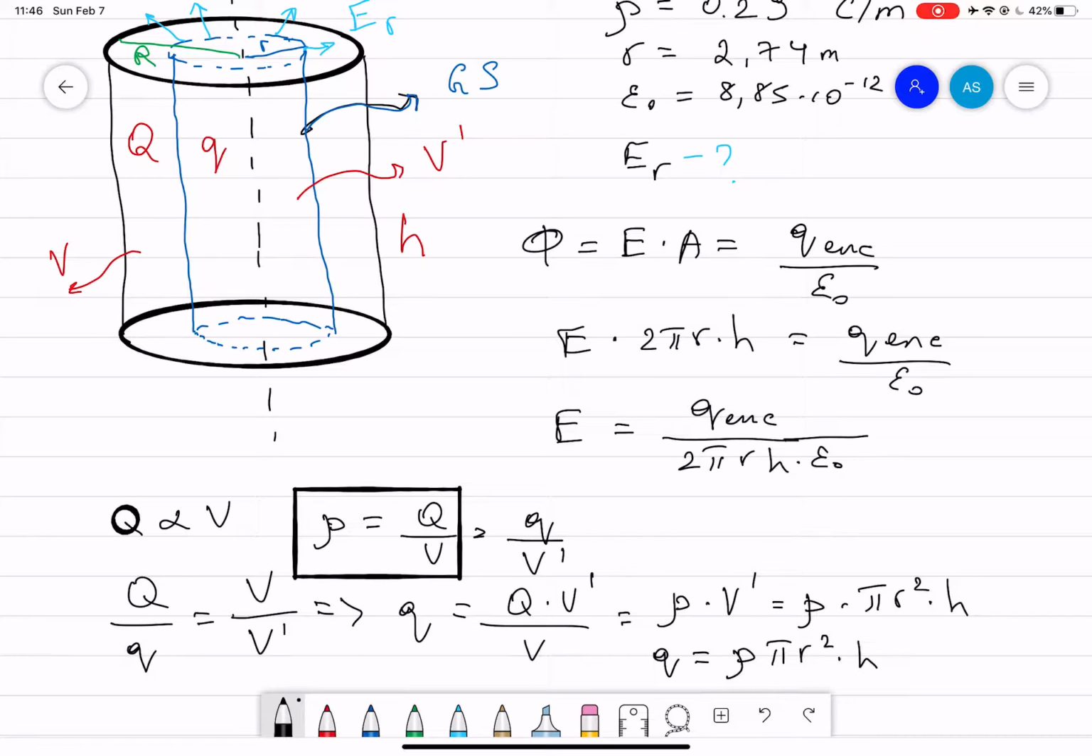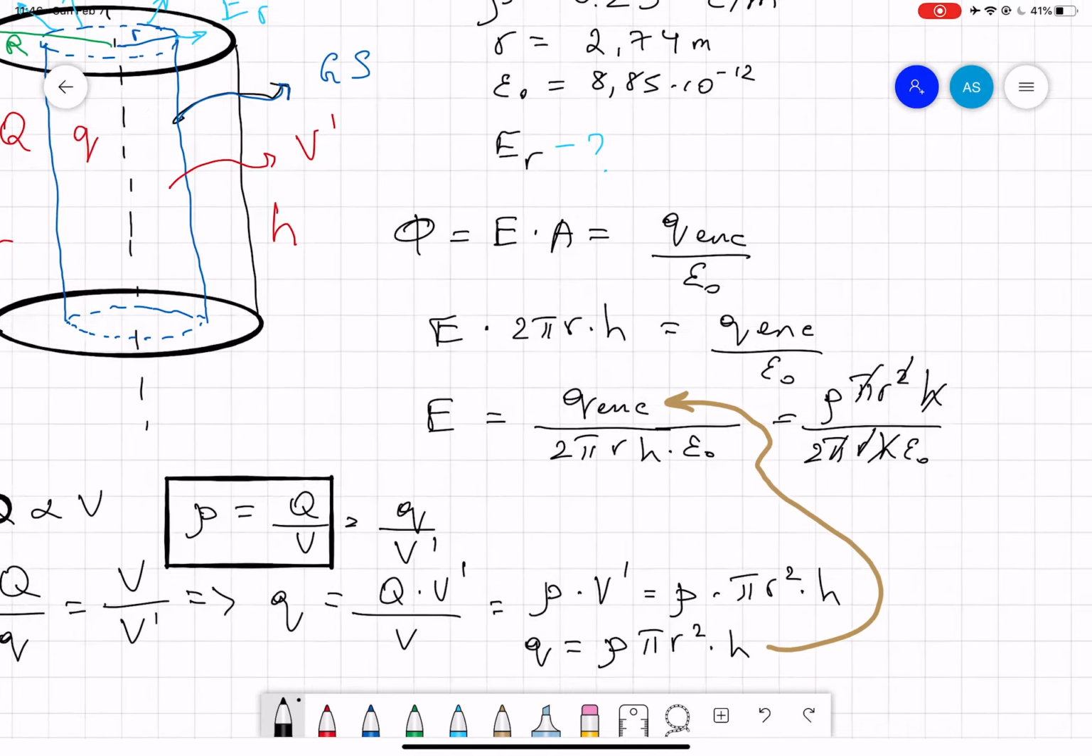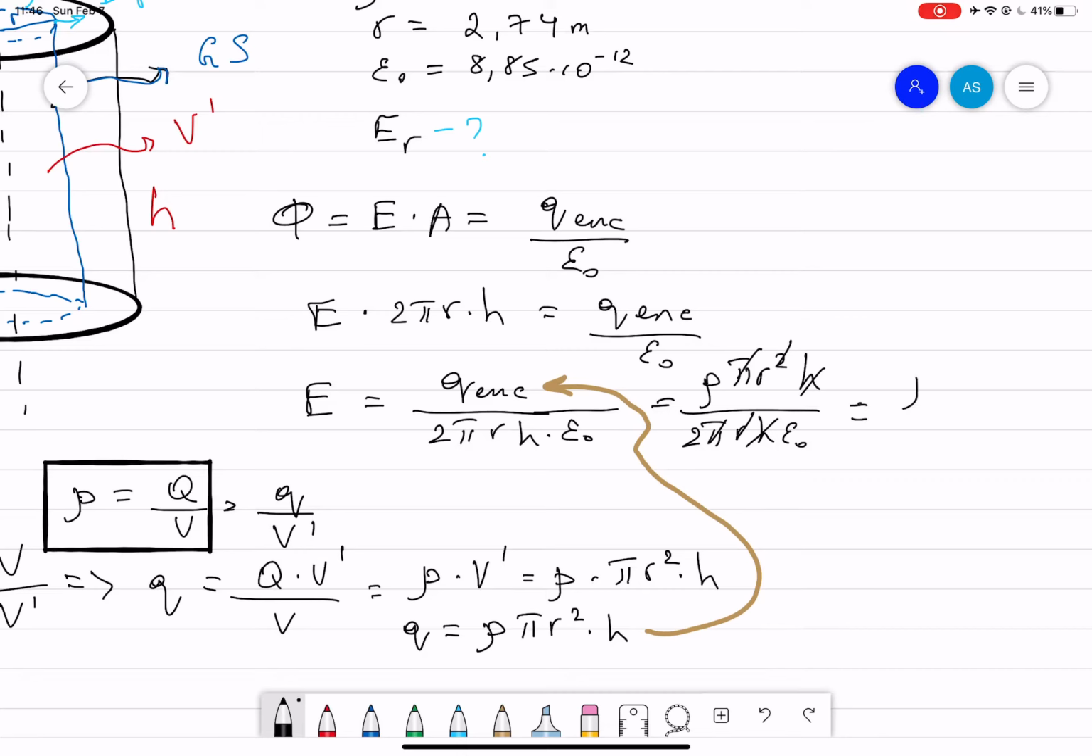So we take this and plug it here. We plug it in, so we get rho pi r squared h divided by 2 pi r h epsilon naught. So h will cancel, one r cancels with another, pi will cancel out. So finally you get rho times r divided by epsilon naught. Okay, now if you plug in the numbers, you should get the right answer.